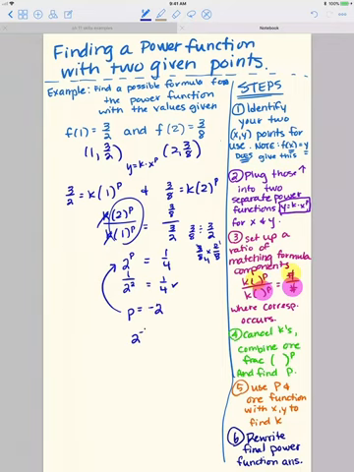If I have 2 to the -2, that's the same as 1 over 2 to the +2 using exponent properties, and that will give me the 1/4 that I needed. So our power is -2.